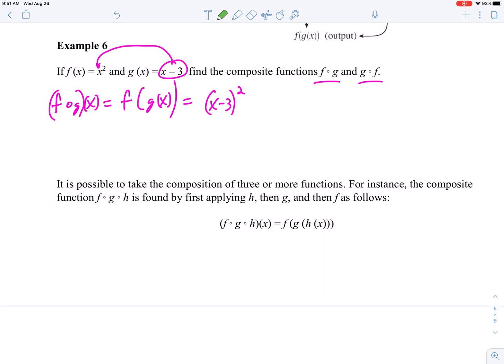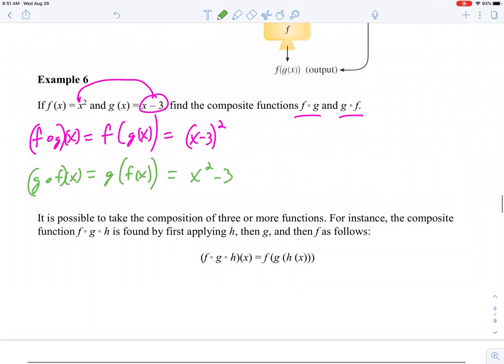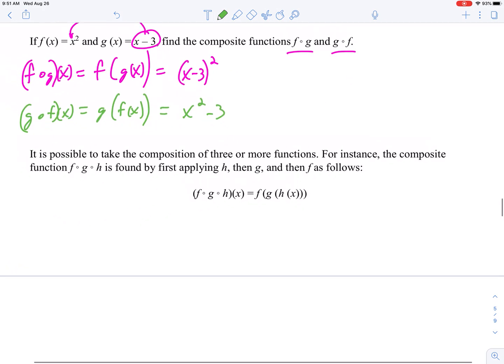Let's do g of f. So g of f of x equals, and again that means take the f function and plug it into the g function wherever you see the x. So really all we're going to do is replace that x with an x squared. And there we go, nice and easy. Okay, make sure you go over this section. It is important stuff you should know, but it's always good to see it again.